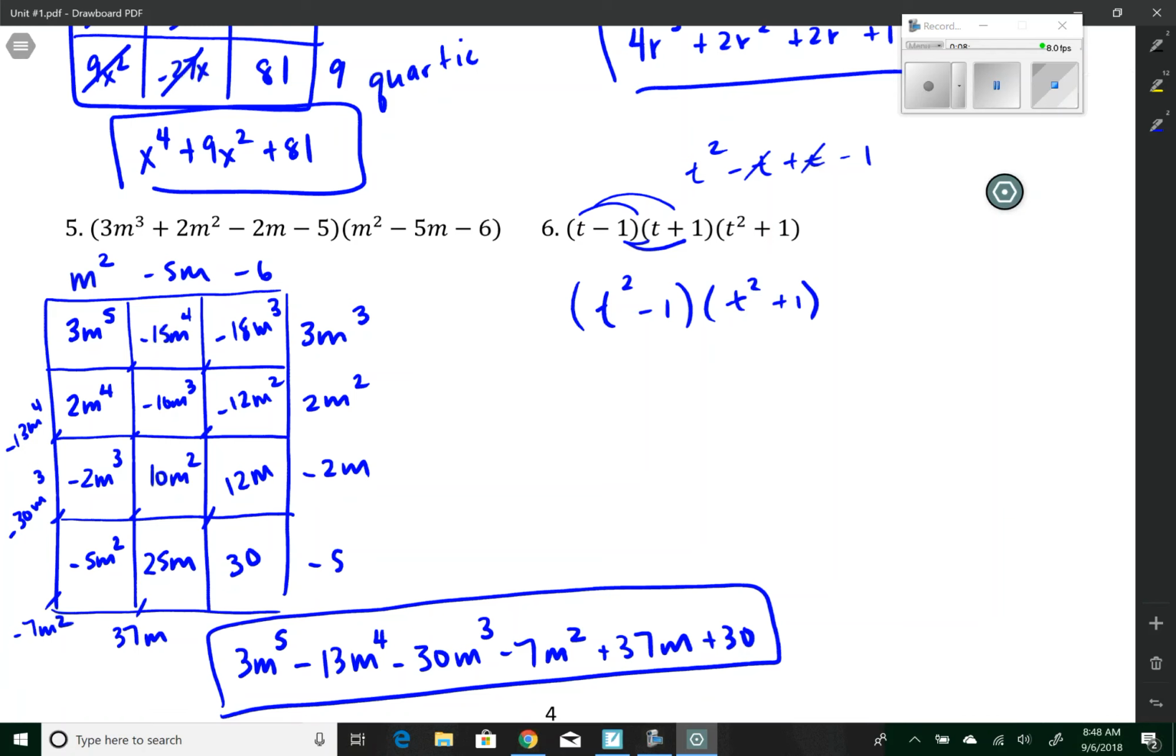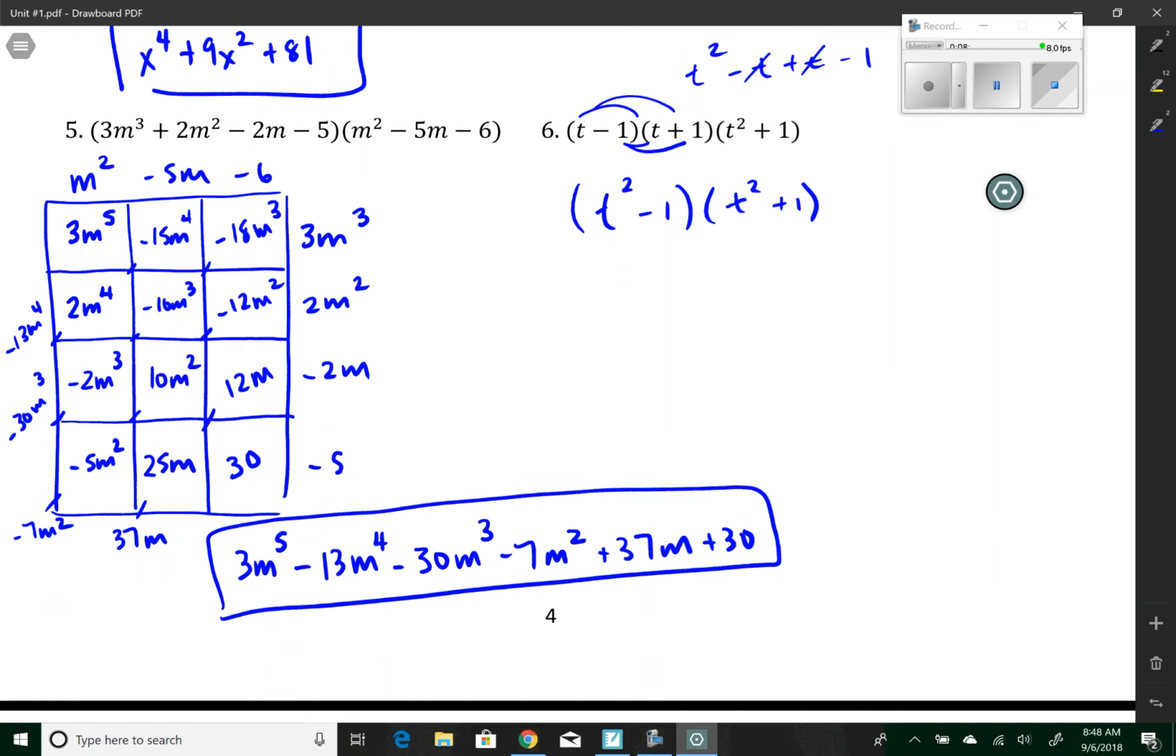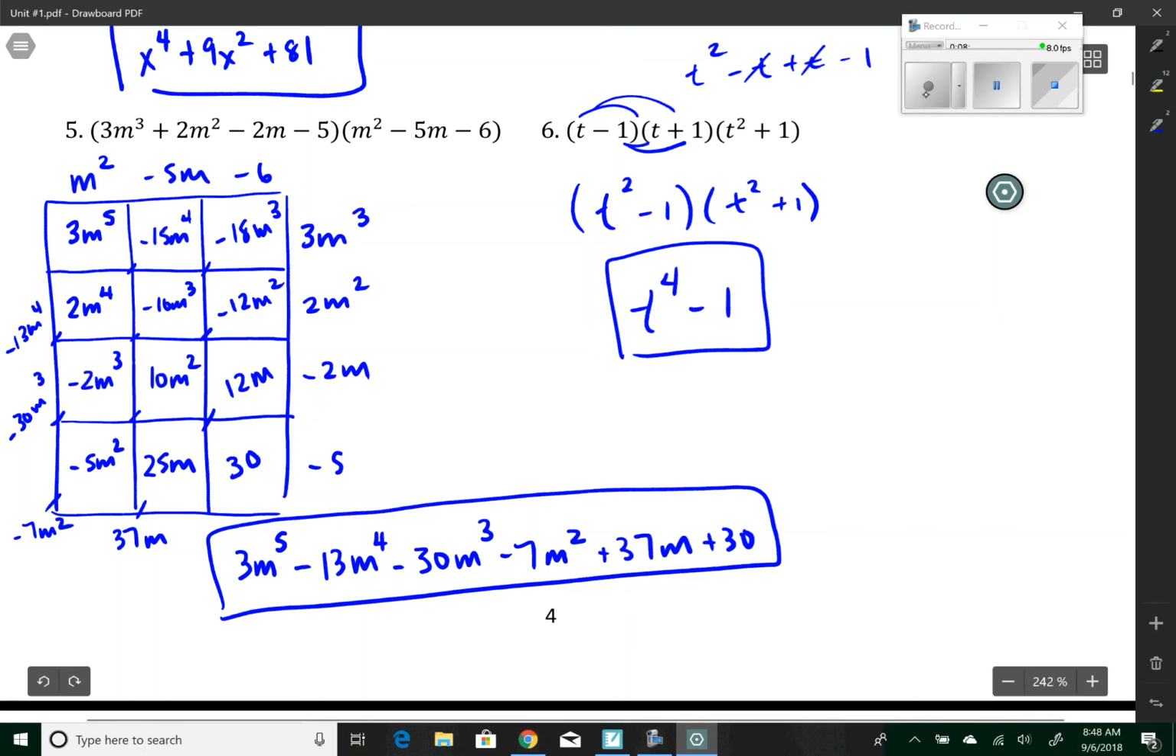Well, again, if you know that same rule again from class, or if you remember the factoring method here, you kind of don't need to do so much work for the second part of number 6. I know I'm going to get t to the 4th. I'm going to get a t squared and a negative t squared. Well, they're going to cancel. So I'm going to be left with minus 1. That would be considered a quartic binomial.